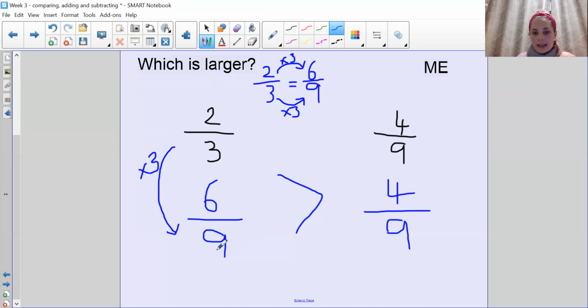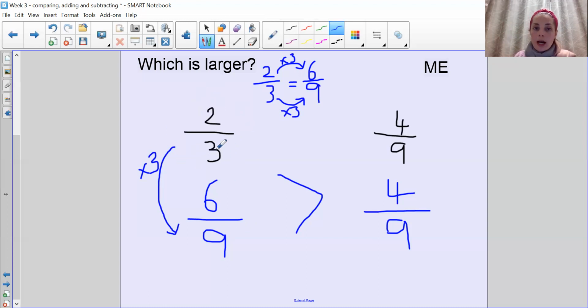So yes, 6/9 is the bigger number, but remember these are the same because they are equivalent fractions. So you would hold up the card 2/3 to me, because if you only had those 2 cards, you do not have a 6/9 card. So you're going to tell me that 2/3 is the same as 6/9. So you would hold up 2/3.